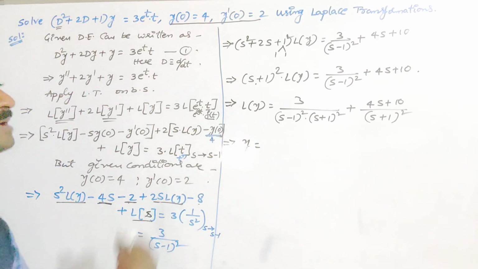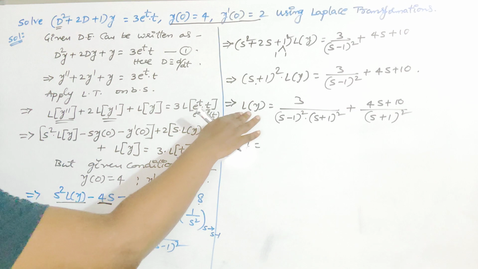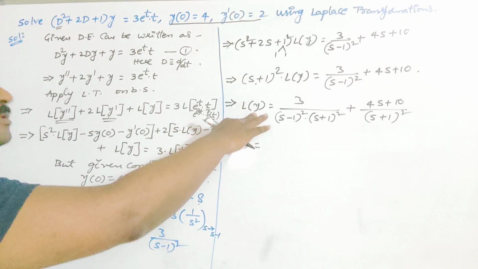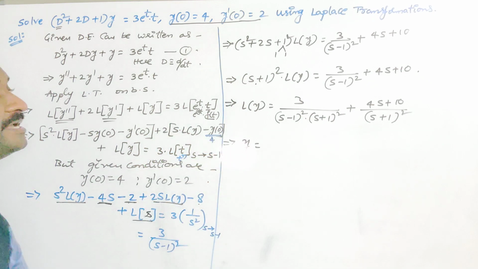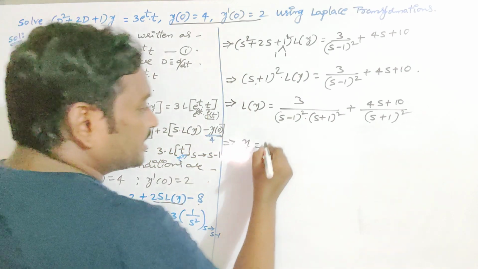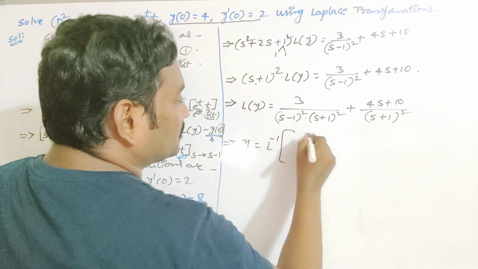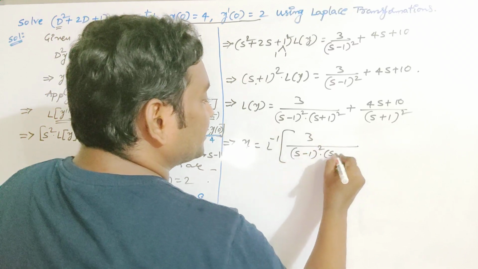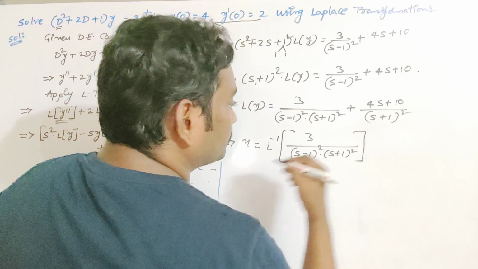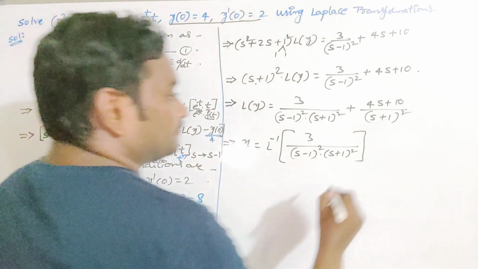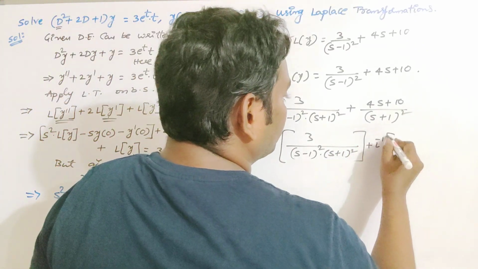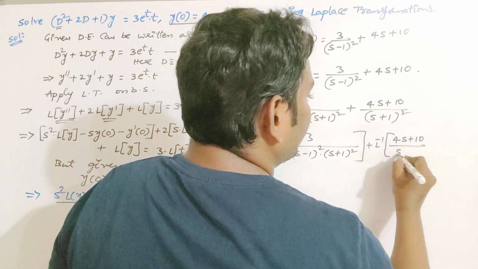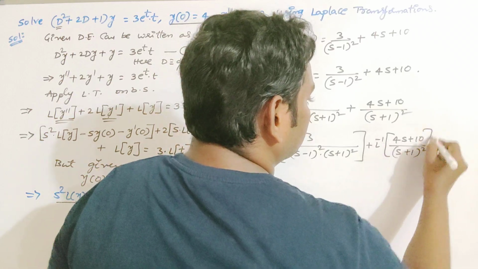By applying inverse Laplace transform on both sides. If you get this step, 50% of the problem is completed. So it is enough to find out the y value. For the y value, we have to take inverse Laplace on both sides. So you will get L inverse of 3 by (s minus 1) whole square into (s plus 1) whole square, plus L inverse of (4s plus 10) whole by (s plus 1) whole square.